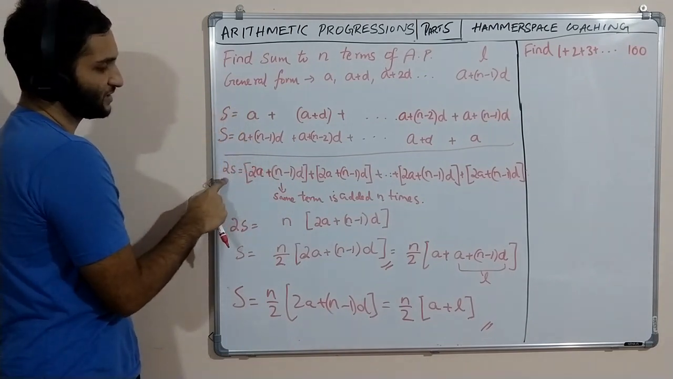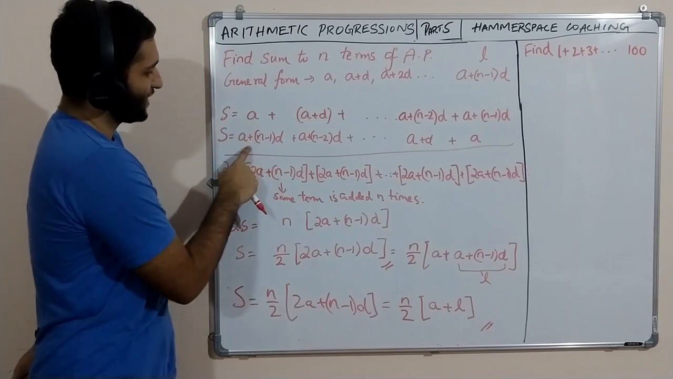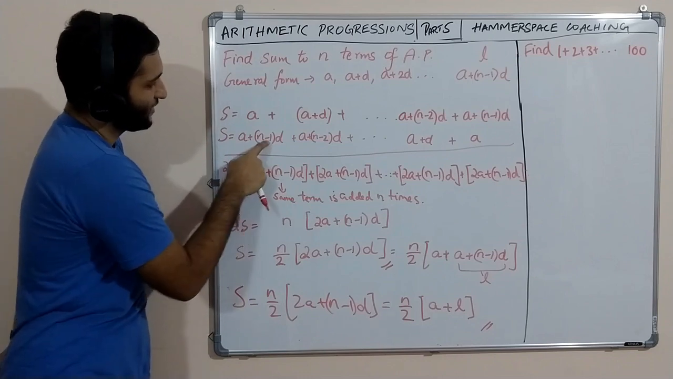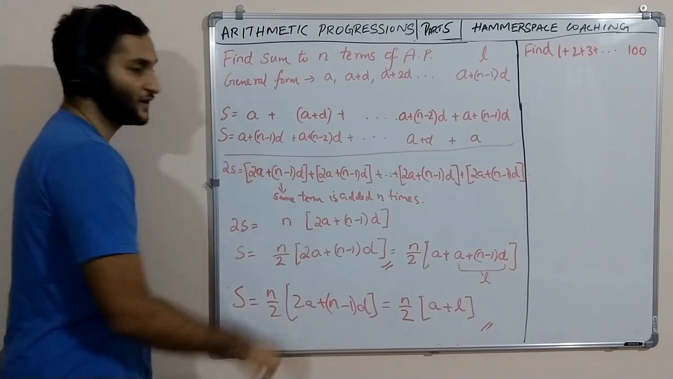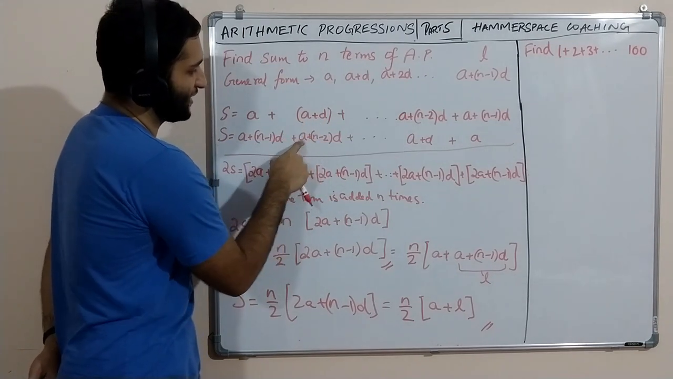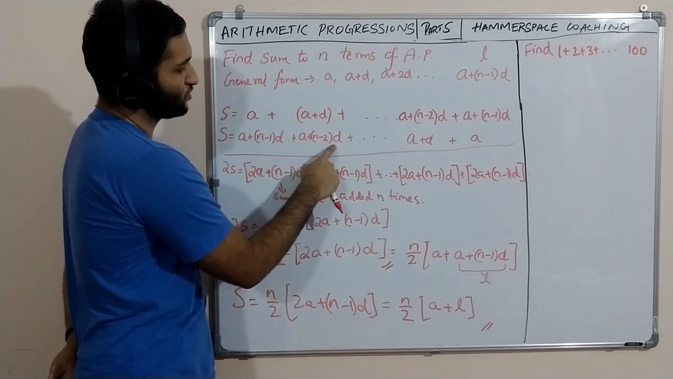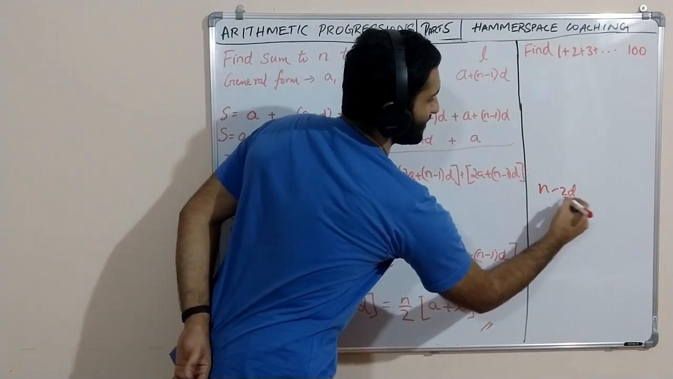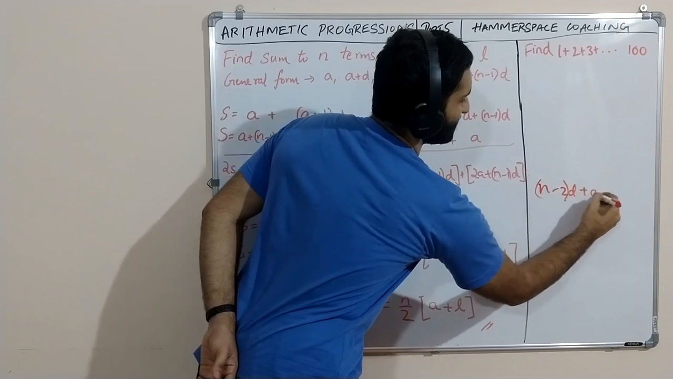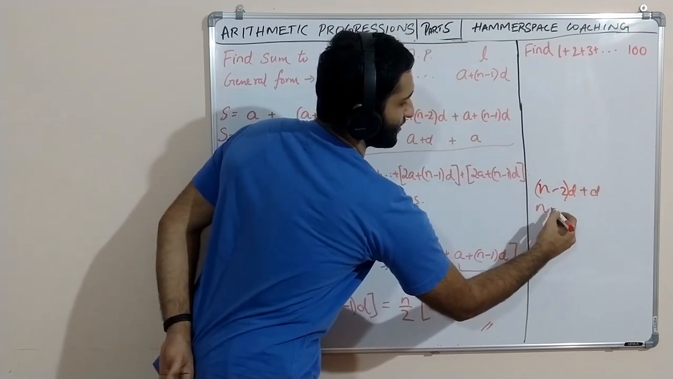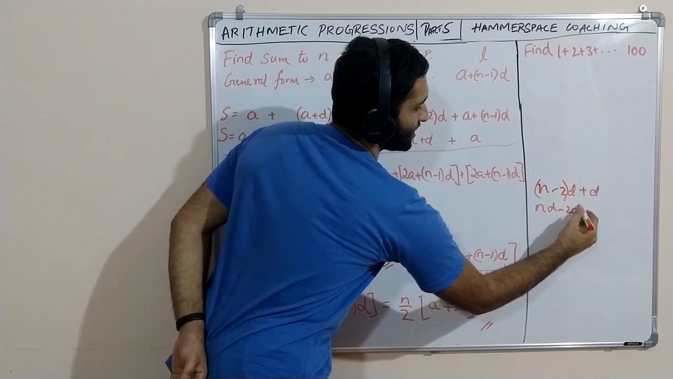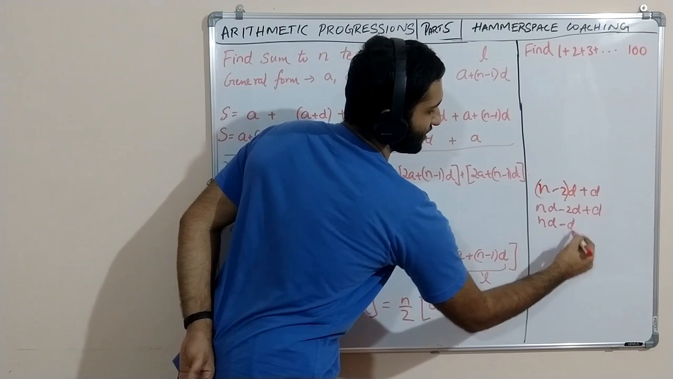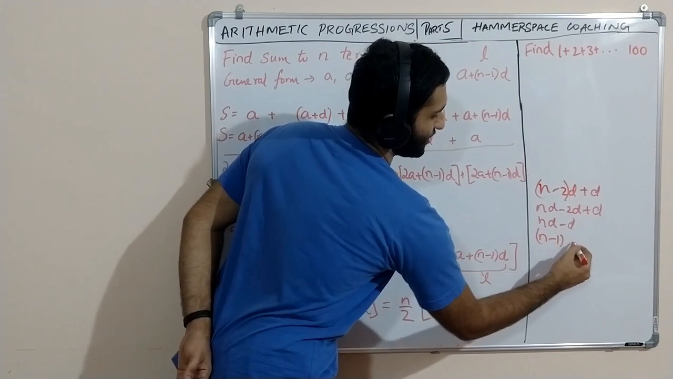So S plus S will become 2S. So what will happen to a and a plus n minus 1 d? It will become a plus a, which is 2a plus n minus 1 into d. Now what will happen to this one? It will also become a plus a and it will become n minus 2 d plus d. What is n minus 2 d plus d? It is equal to n d minus 2d plus d. So n d minus d, which is n minus 1 into d.